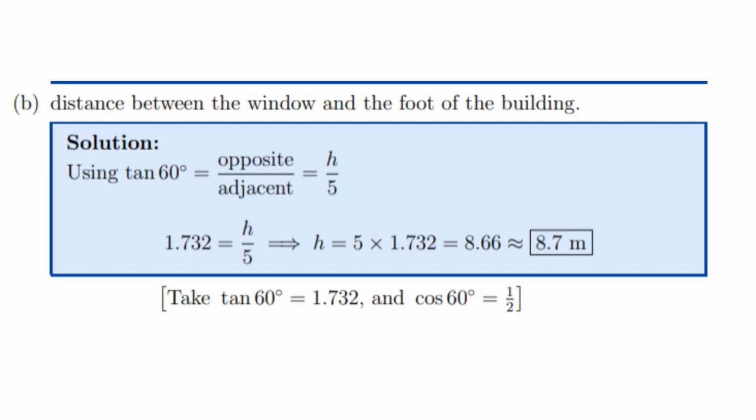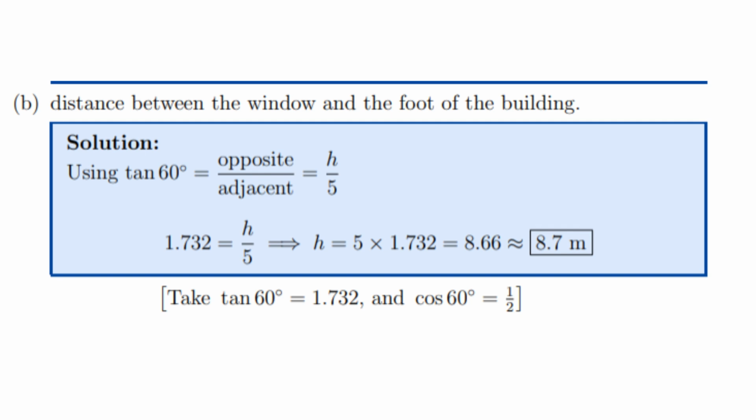Distance between the window and the foot of the building. So we know tan 60 is equal to opposite over adjacent, which is equal to h over 5. But the tan 60 given in the question is 1.732. So we're looking for h. We know 5, so cross multiply, we get h to be 8.7 meters. Remember to put in one decimal place.